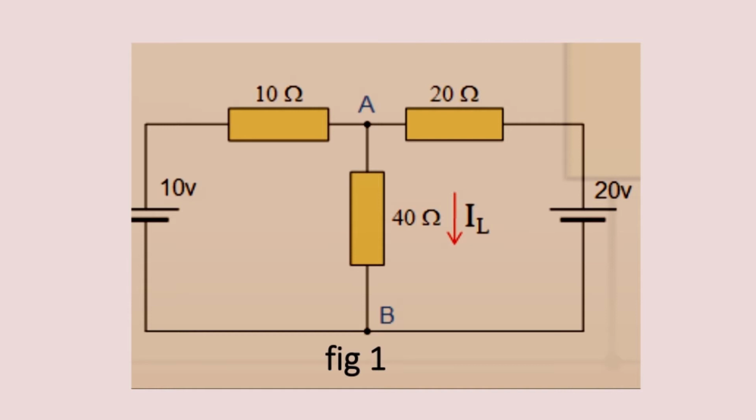So what is the first step? The first step is to remove this load resistance RL between terminals A and B, and now you short circuit the terminals A and B.